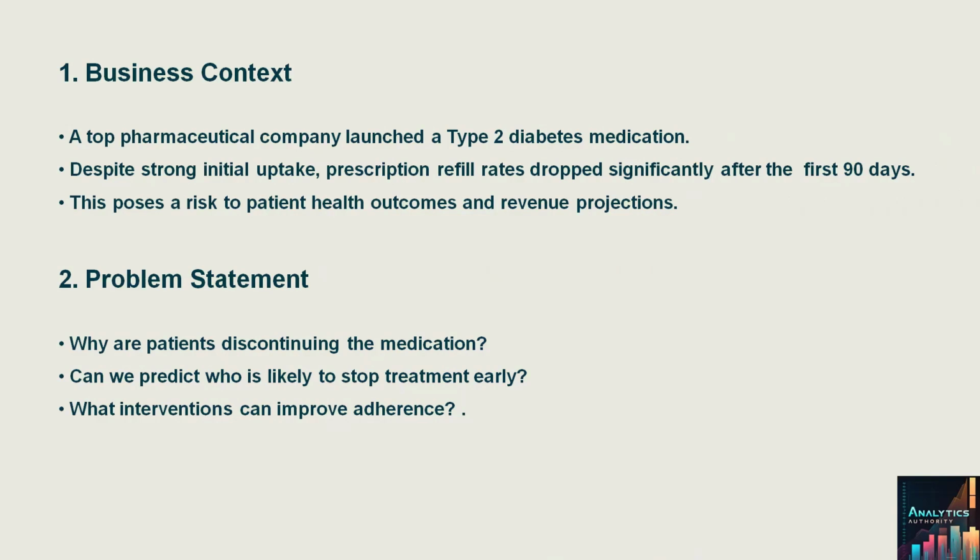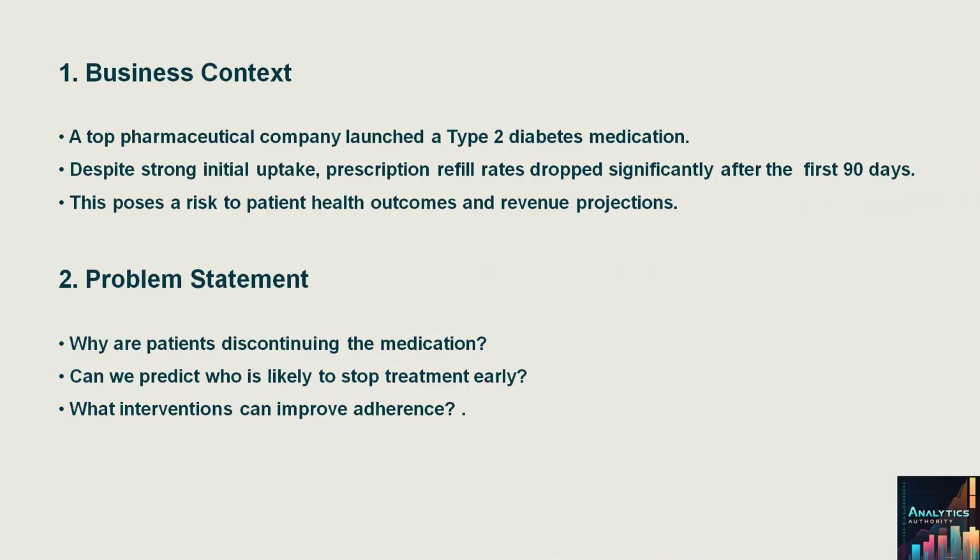One of the top pharma companies has launched a type 2 diabetes medication, and what they have found out is that after the initial uptake, patients are not coming for the refill. So this actually poses serious health outcomes and revenue projection issues as well. Revenue is going to drop, and patients are also not getting treated as they are supposed to. So this is the business context.